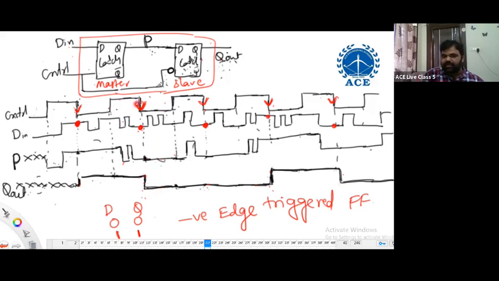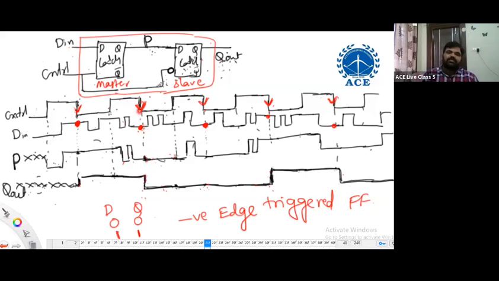Am I right? At this point of time, master is getting disabled. Even though master inputs are changing, master output is not changing with respect to its input changes. So master is getting disabled, master output is constant, slave is getting enabled, slave is following master output. Correct? Once again I'm analyzing: master is disabled, master output is constant, slave is enabled, slave is following master output.